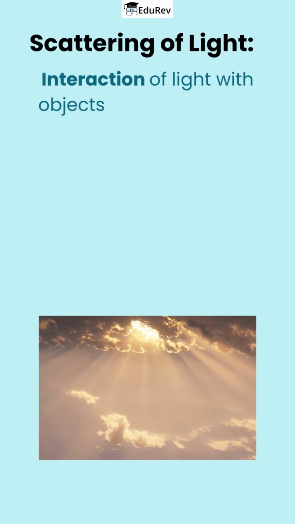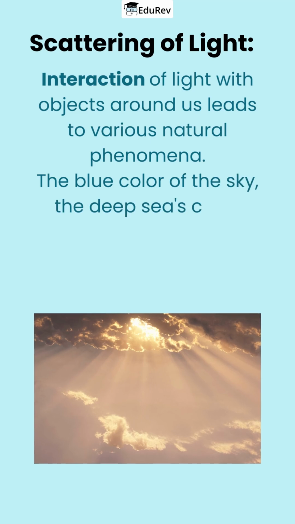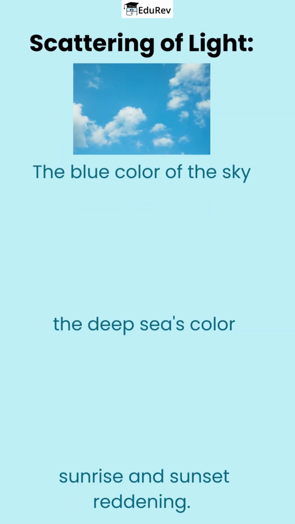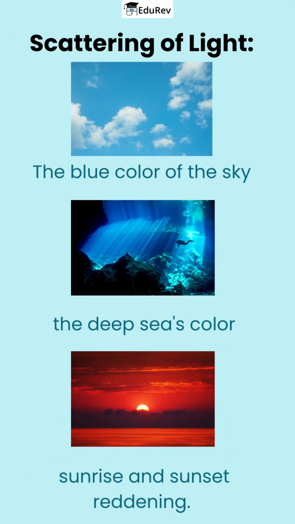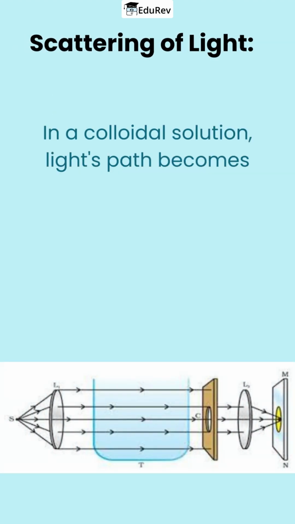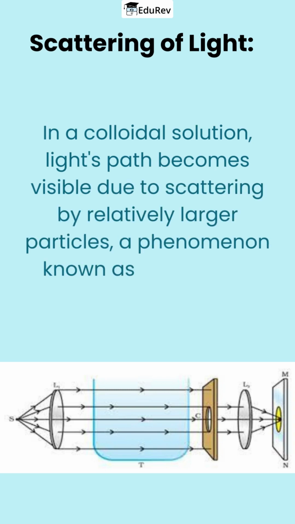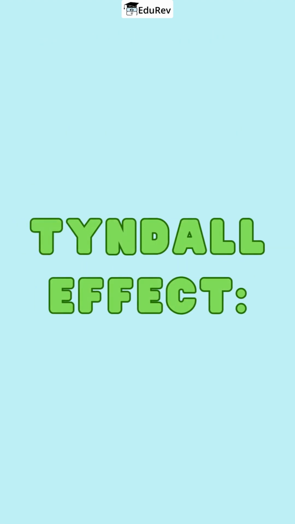Scattering of light. Interaction of light with objects around us leads to various natural phenomena. The blue color of the sky, the deep sea's color, sunrise and sunset reddening are examples of these phenomena. In a colloidal solution, light's path becomes visible due to scattering by relatively larger particles, a phenomenon known as the Tyndall effect. Let's understand the Tyndall effect more.